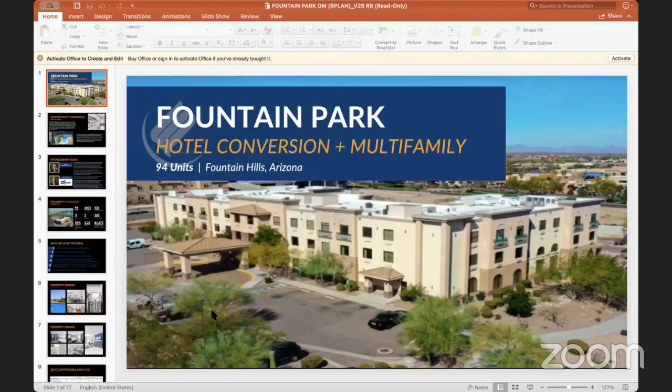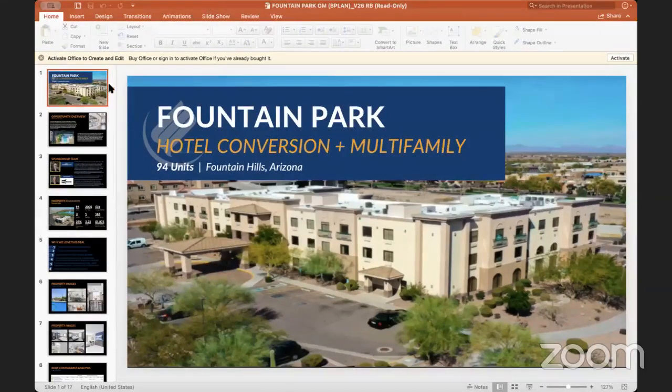And this is the deal on our table right now that needs investment, and we're looking at this deal as 94 units. This deal is coming from my friend, and it's a hotel conversion to multifamily. If you see this, what do you think, Sasha?